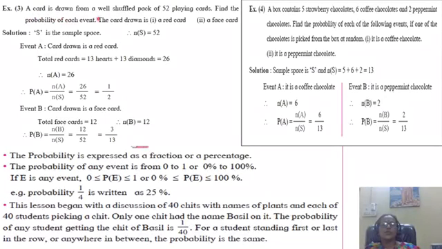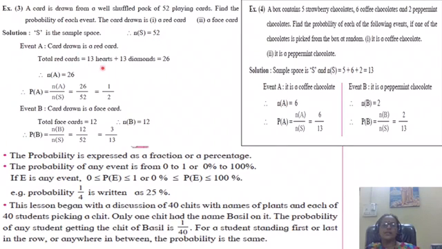A card is drawn from a well-shuffled pack of 52 playing cards. Find the probability of each event. The card drawn is a red card, or a face card. So the sample space has 52 elements. The card drawn is a red card.